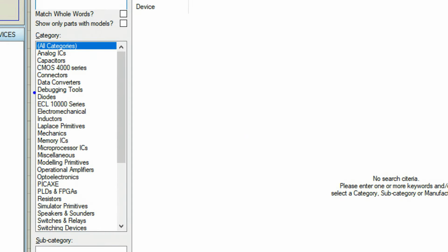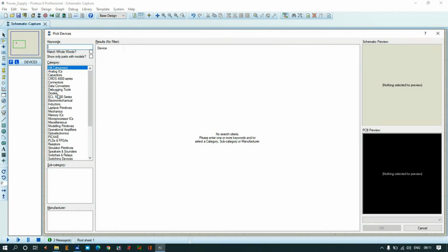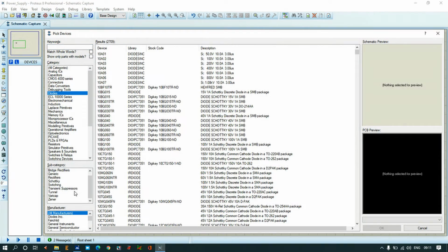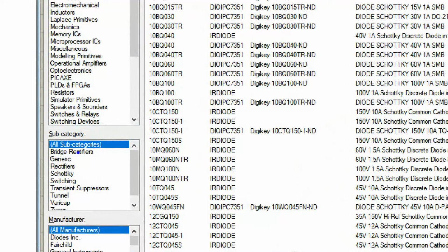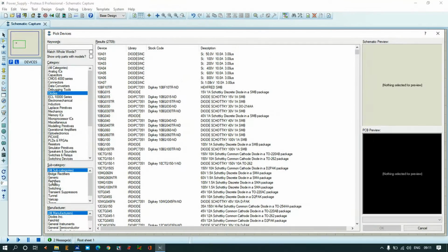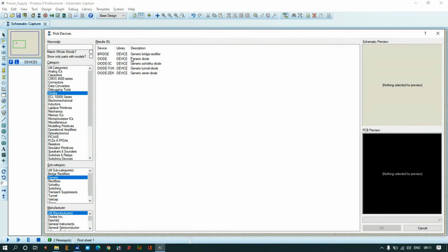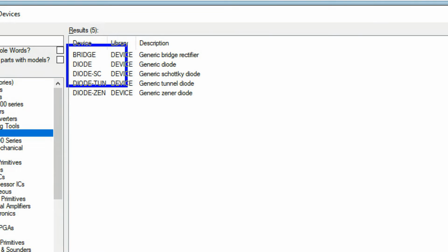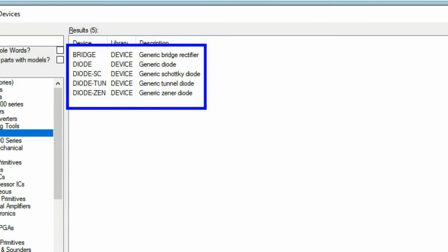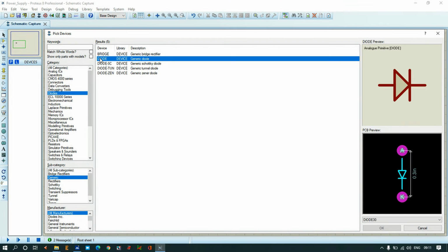Here in this list we have a diode category. Click on the diode category. So we will have a subcategory here at the bottom side. So I will choose the generic diode here. Click on the generic diode. Here in this list we have so many diodes: bridge diode, Schottky diode, tunnel diode. So I'm going to choose the generic diode.